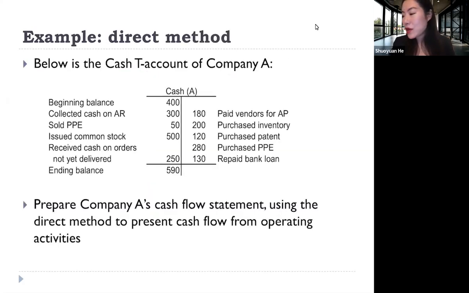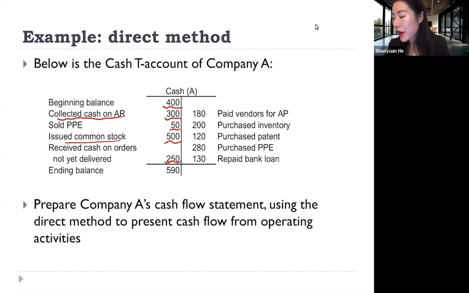So here's an example. We have a cash T account for company A, and those are all of the transactions that affect the firm's cash T account. For example, the beginning balance is 400, and then cash increased by 300 because the firm collected cash on account receivable. And then it increased another 50 because the firm sold its PP&E. It increased another 500 because the firm issued common stock and got cash. It increased 250 because the firm received cash on orders not yet delivered.